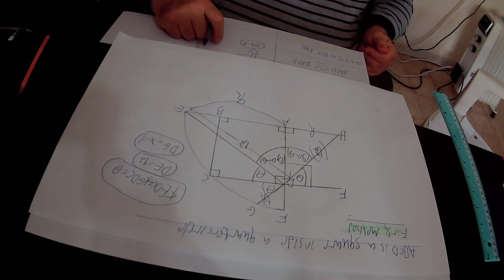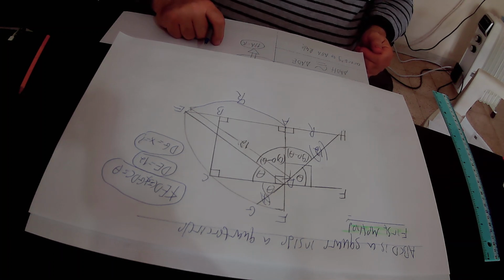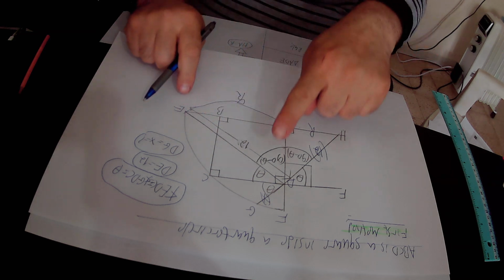Okay, so in the next step, we'll join points G and D together by a straight line.